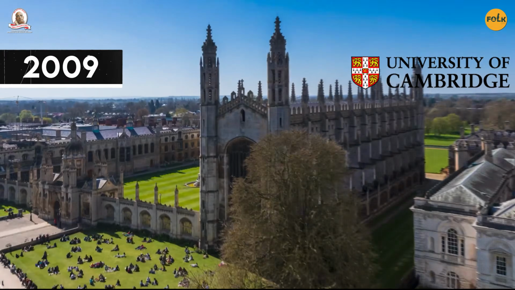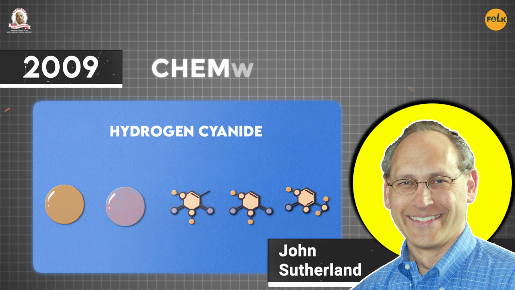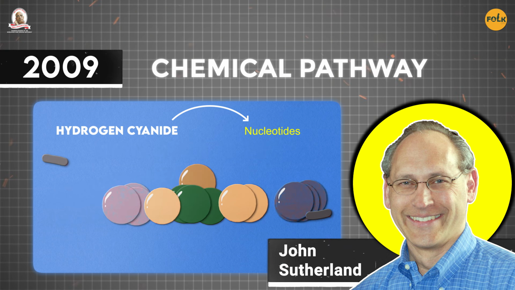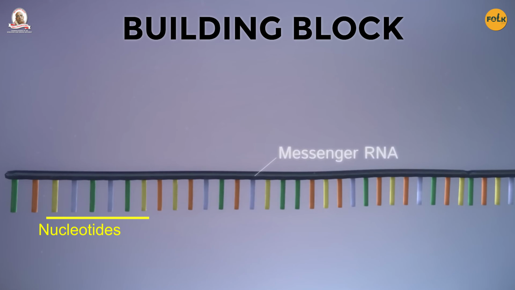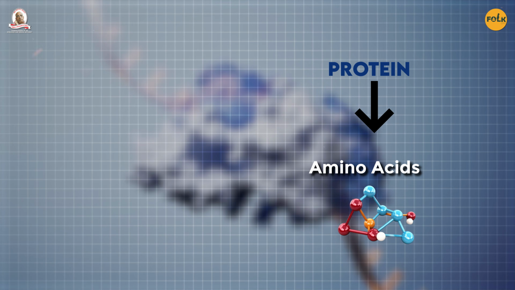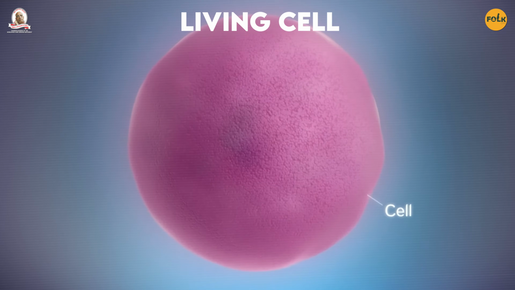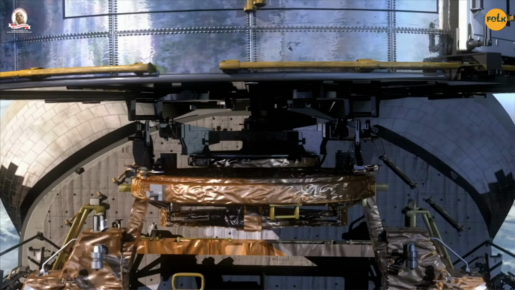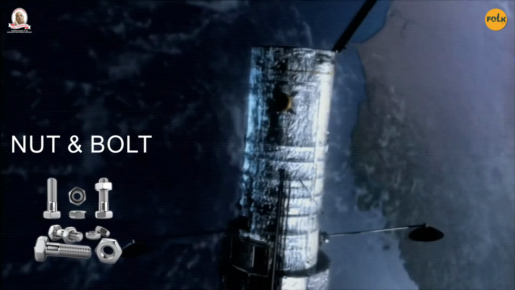In 2009, Cambridge University scientist John Sutherland discovered a chemical pathway for producing nucleotides, the building blocks of RNA, from hydrogen cyanide. So science has managed to create two major components of living matter in the lab: amino acids for proteins and nucleotides for RNA. But forming a complete functional living cell is as far from this as building a whole satellite just by creating a few nuts and bolts.